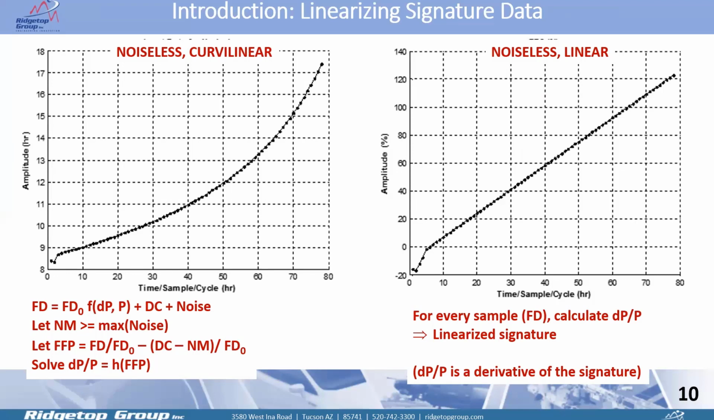So we solve that equation, and we have done that for 7 families of physics of failure models. When you solve that equation and use the solution, it converts the curvilinear data into what you see on the right-hand side. And the slope of that signature is directly correlated to the failure mode. Next.